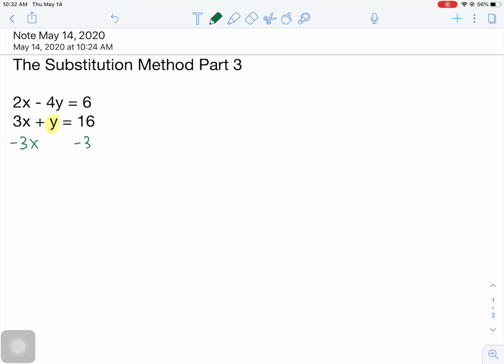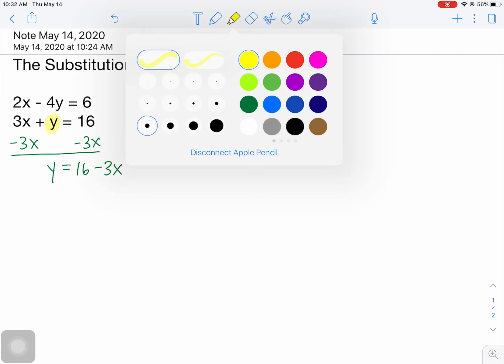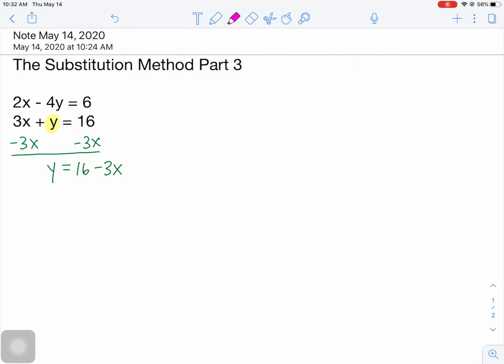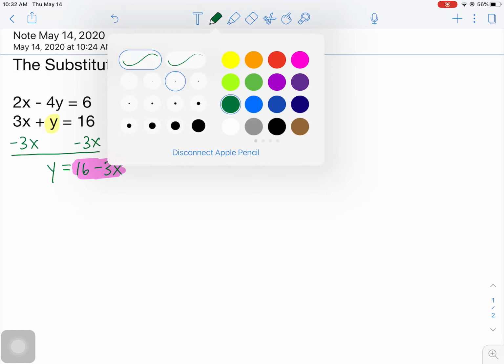To do that, we're going to subtract 3x on both sides of the equation. Cancels out on the left, we just bring down the y equals. We can't combine these, they're not like terms, so we're just going to write 16 minus 3x. And that is going to be the quantity that we substitute. So if y equals 16 minus 3x, then it's going to equal 16 minus 3x everywhere.